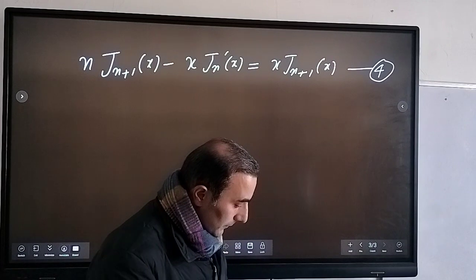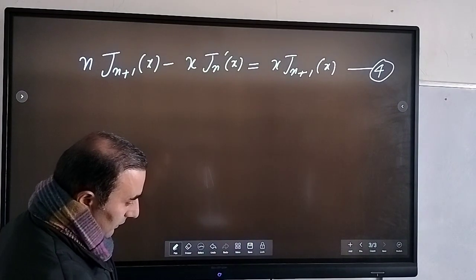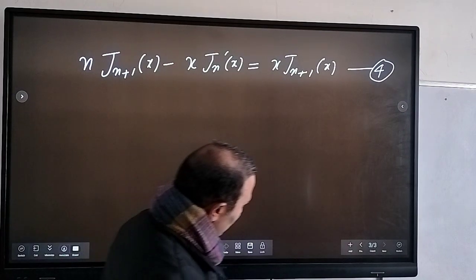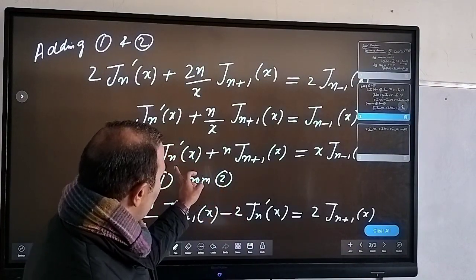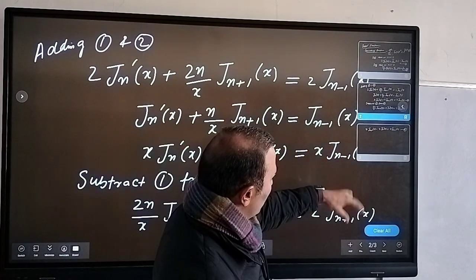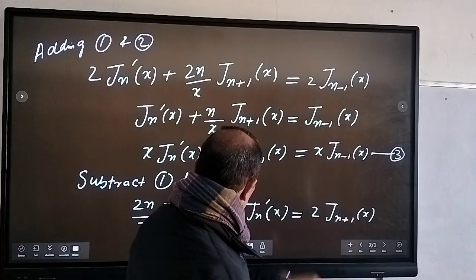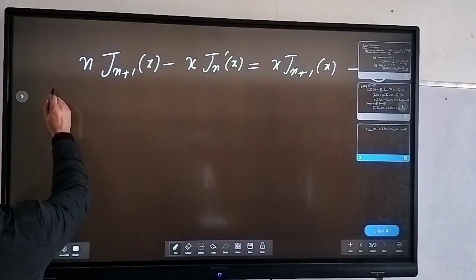In addition to that, suppose you multiply that equation. Because we have this equation, let us rewrite this third relation. So our third relation is x j dash of x. So this is the third relation, let us rewrite equation third.